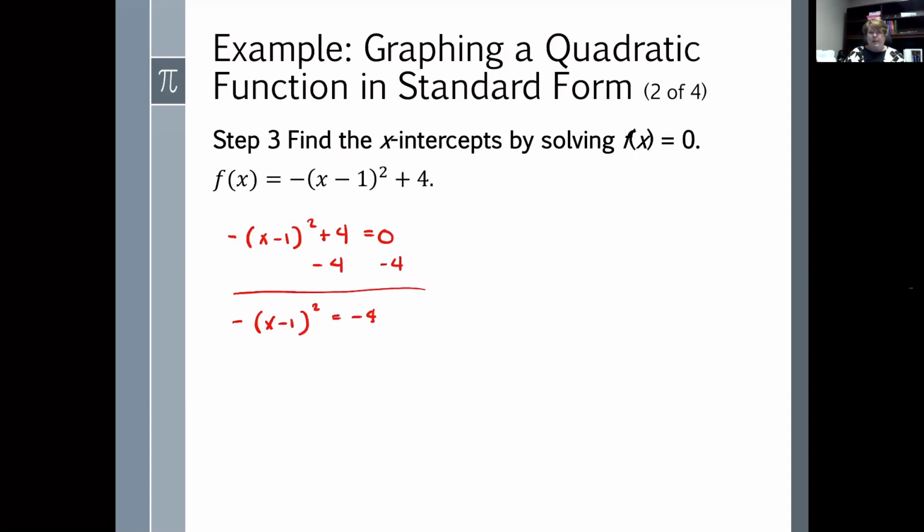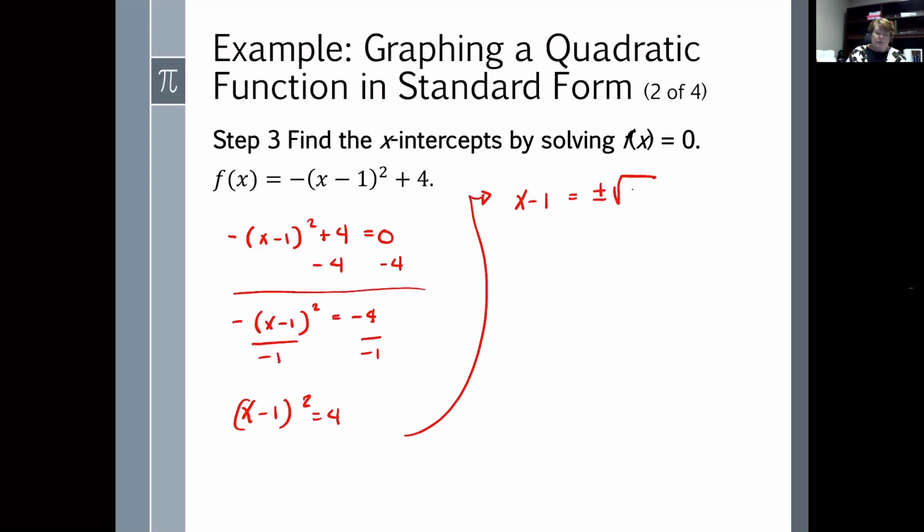I am going to divide by negative 1 because I don't want those negatives on both sides. And when I divide by negative 1, the negatives will cancel and I'll end up with a positive. All right, I'm going to take the square root of both sides. And remember, when I take the square root over there on the right-hand side, I need to put the plus or minus in front of the square root. There are two numbers that I can square and get 4, 2, and negative 2.